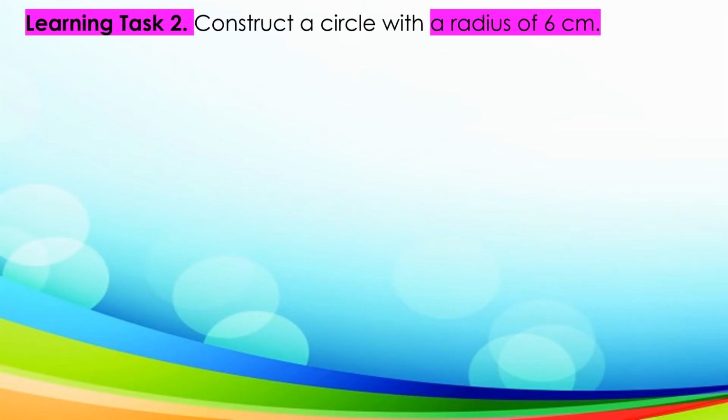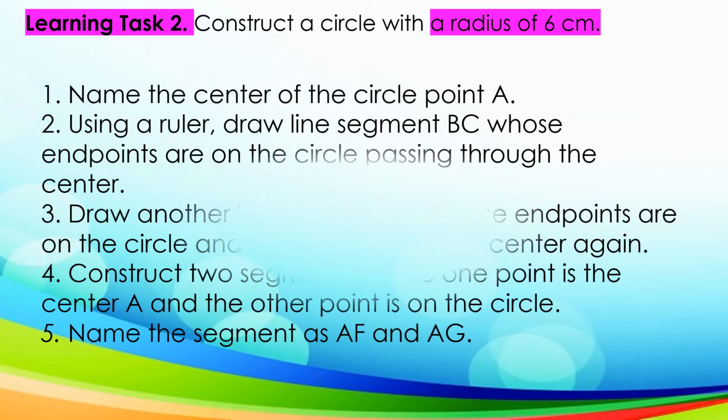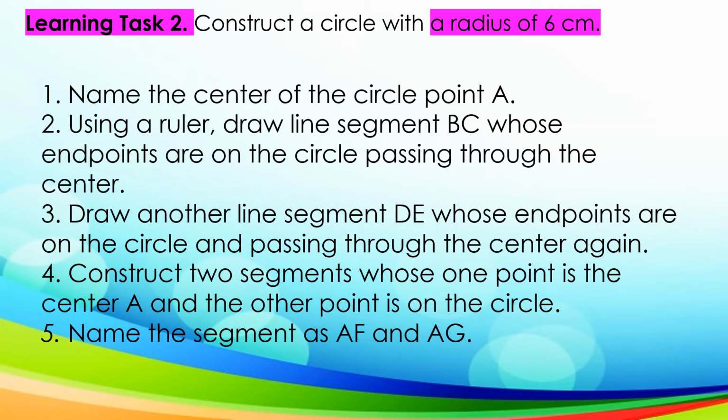Now for learning task 2, construct a circle with a radius of 6 centimeters. So here are the steps. Number 1, name the center of the circle point A. Number 2, using a ruler, draw line segment BC whose endpoints are on the circle passing through the center. Number 3, draw another line segment DE whose endpoints are on the circle and passing through the center again.